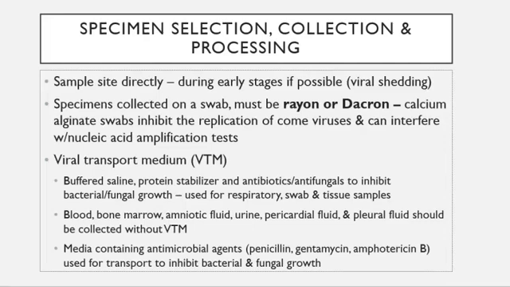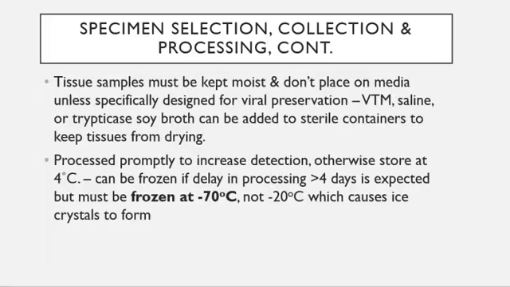You want to collect specimens such as blood, bone marrow, amniotic fluid, urines, pericardial fluid, pleural fluid. All should be collected on the viral transport media. Of course, as I mentioned before, the viral transport media contains antimicrobial agents such as penicillin, gentamicin, and amphotericin B, and of course it's used to inhibit bacterial and fungal growth.